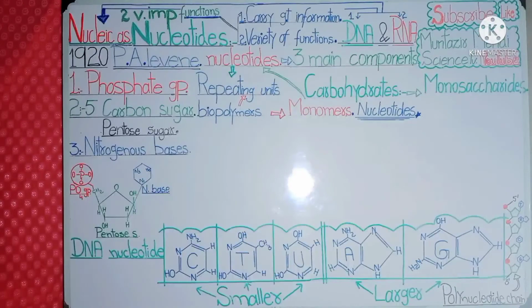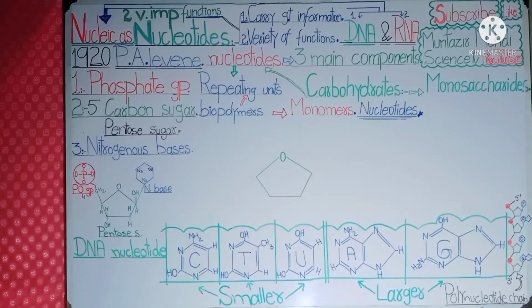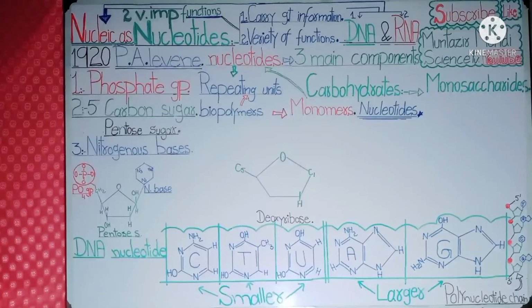So if we take a sugar and name just the important carbons here, which will be carbon number 1 and carbon number 5, you can see at carbon number 2 there is only a single hydrogen atom. This sugar will be a deoxyribose.